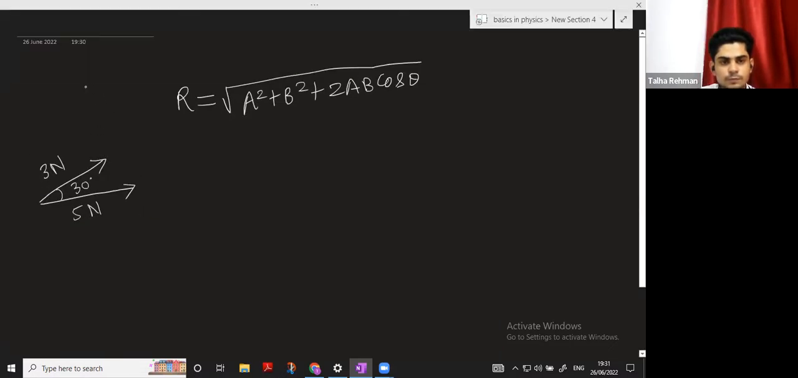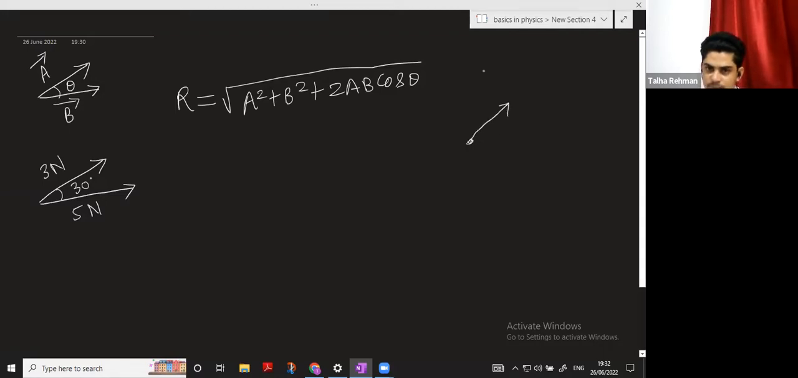So like this is a vector and this is b vector and this is angle theta. So resultant means the combined effect of both the vectors, the combined effect of force. Suppose if you take a point here, if someone is applying a force, suppose I am applying a force here and Hamza is applying a force in this direction.